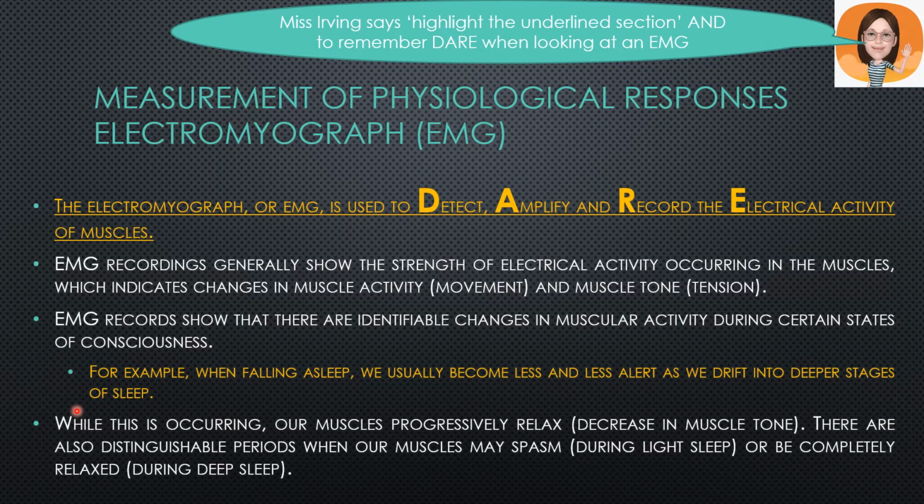When you're actually falling asleep, your muscles start to contract and then release. As you're falling asleep, you'll notice that sometimes your legs suddenly kick out. That's called a hypnic jerk. It's all to do with the muscles. As you start to fall asleep, your muscles progressively relax, and there is a distinguishable period when your muscles may spasm or be completely relaxed.